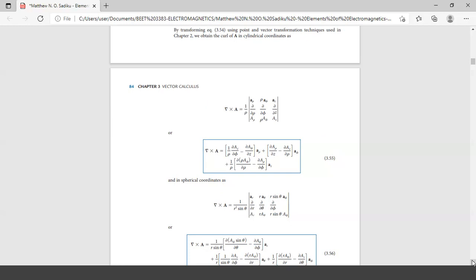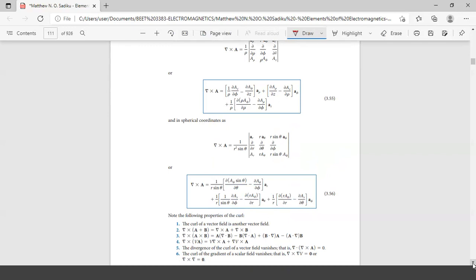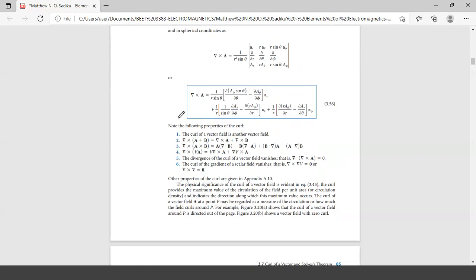Same as with the cylindrical coordinate system and spherical coordinate. But this is not necessary to memorize. I'm not encouraging you to memorize, but you need to know how to use it, how to differentiate, how to cross product, del cross A, or how to curl the product to get the answer.